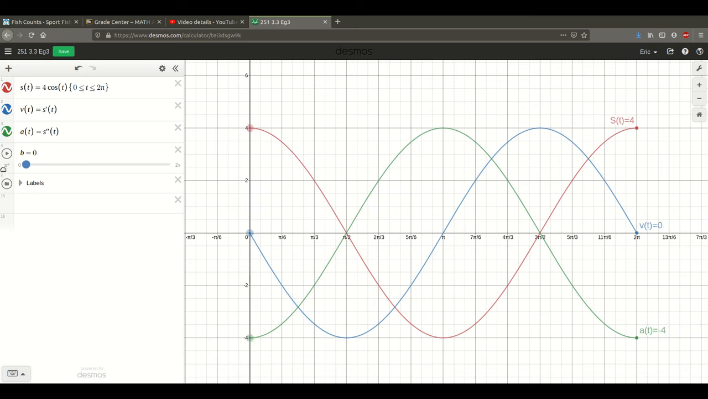So this is just the relationship between sine and cosine, well really it's the relationship between 4 cosine of t, negative 4 sine of t, and negative 4 cosine of t. I'll put this graph up on Blackboard for you guys as well.